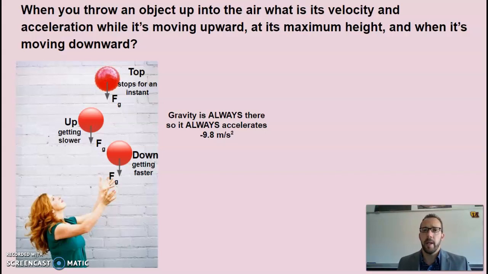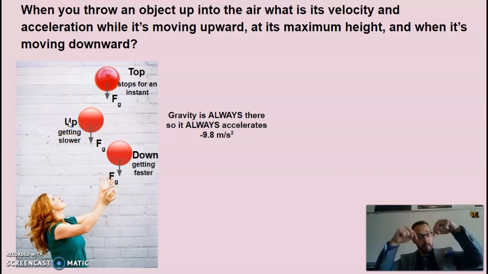If I throw something up in the air, what do I know about the velocity and the acceleration while it's on its way up, at the maximum height, and on its way back down? We'll take a look at velocity first. We already talked about that when we were talking about acceleration and velocity being in the same or opposite directions. When I throw something up in the air, I know it's getting slower. And it's getting slower because the acceleration and velocity are in opposite directions.